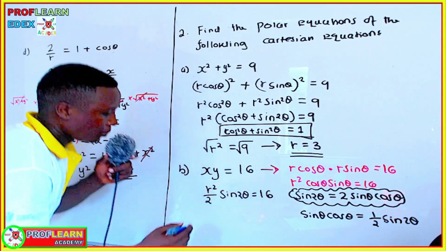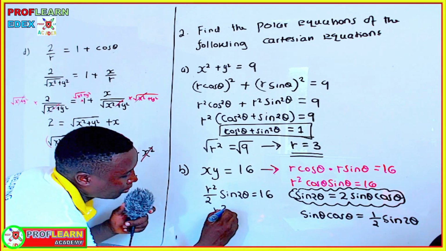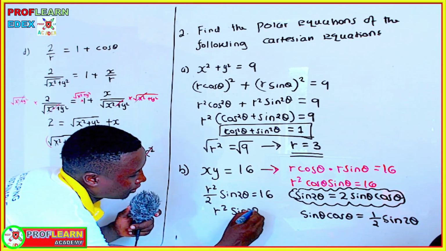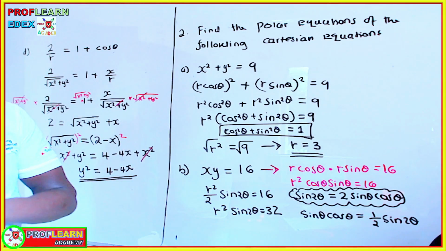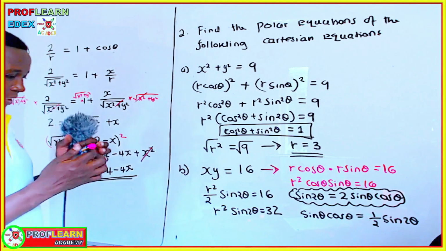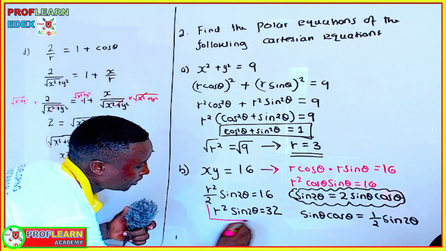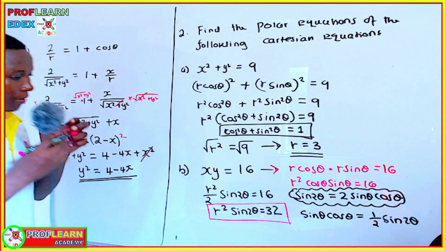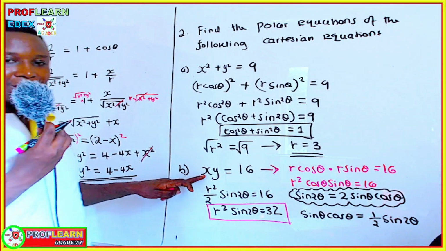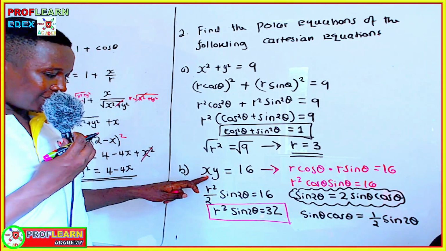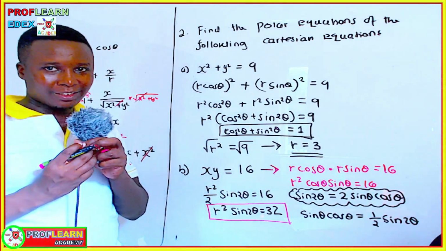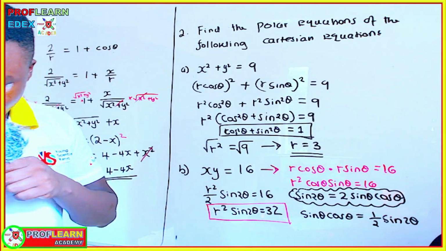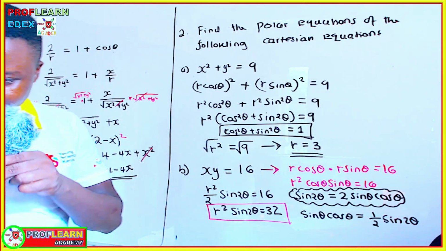We can multiply by 2 on both sides, and we end up with r squared sine 2 theta equals 32. Now, this becomes the stuff that we wanted. This becomes the final answer. This is the polar form of this equation, which was in Cartesian form. In Cartesian form, it can now be converted to polar form to be like this. So the concept of the double angle formula was of great help for us to proceed from this particular point.